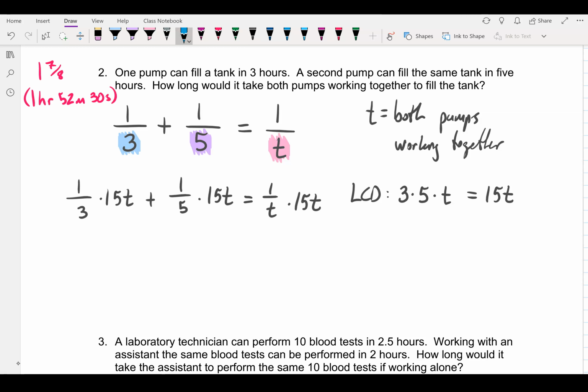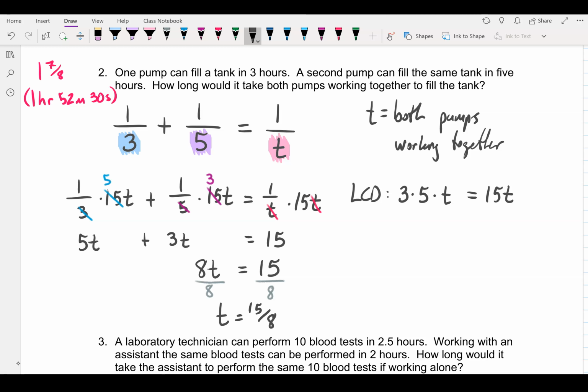15t divided by 3 here, that's a 5. 15t divided by 5, that's a 3. 15t divided by t, the t's cancel in that case, so I have 5t, 3t, and 15. Group the left side. Divide both sides by 8. Time is 15/8 hours.